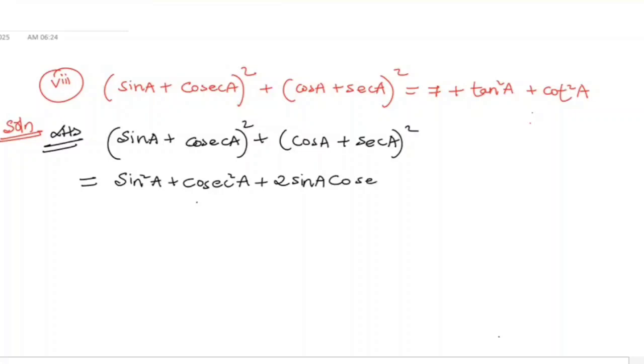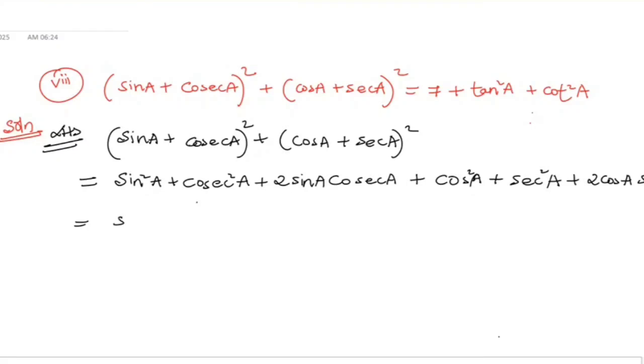Okay, we are breaking in (a+b) whole square formula. Similarly, this we can write cos² a + sec² a + 2 cos a sec a. Okay. So next what we'll do?